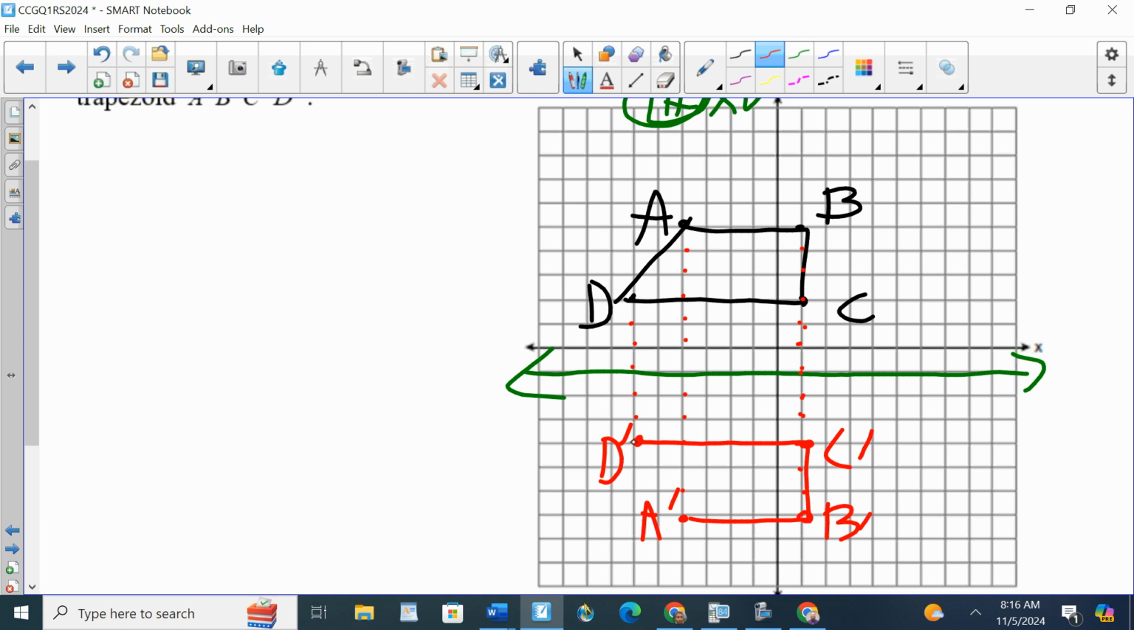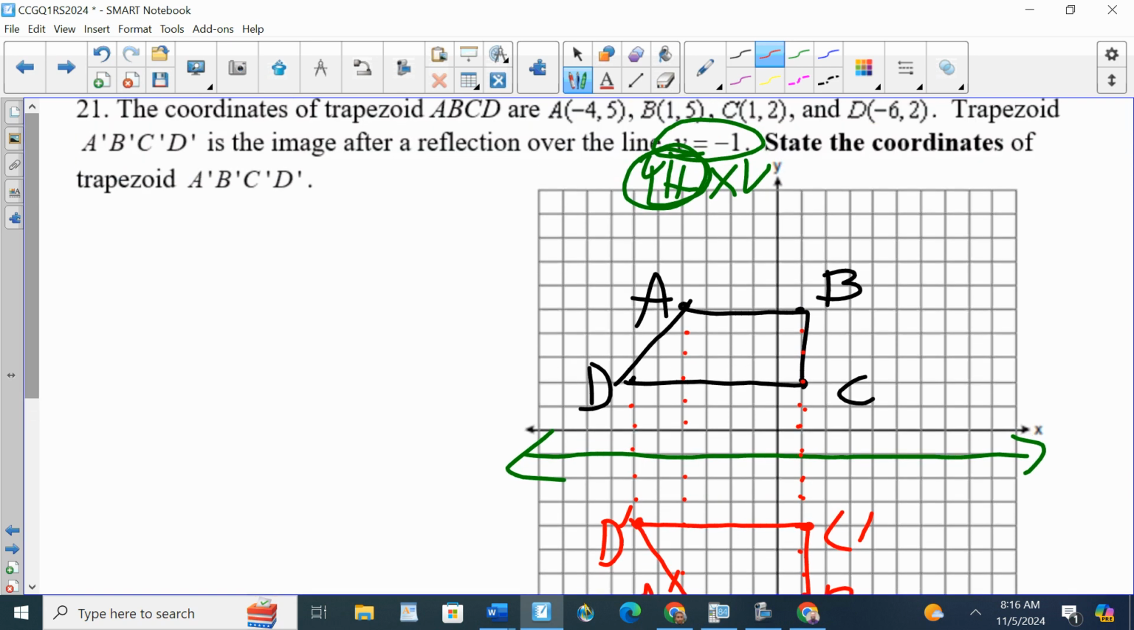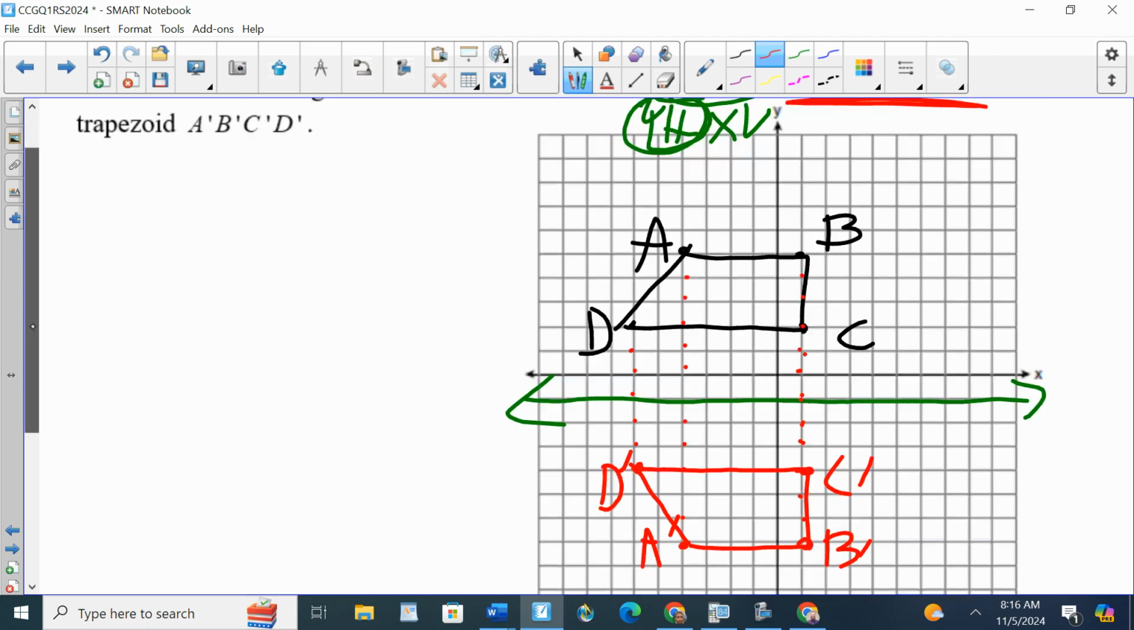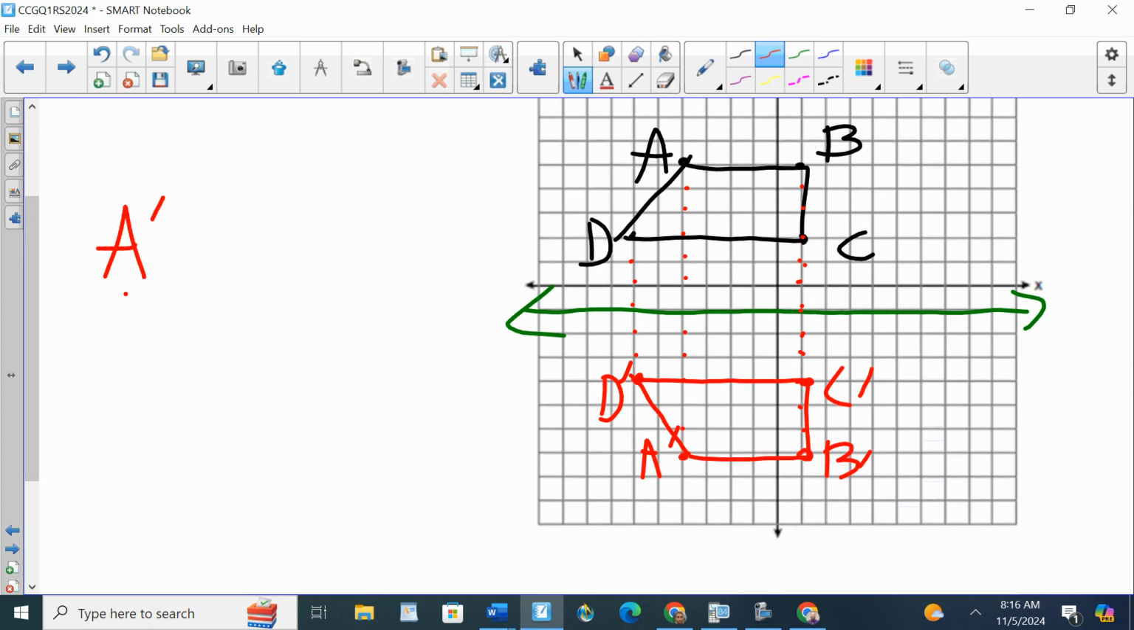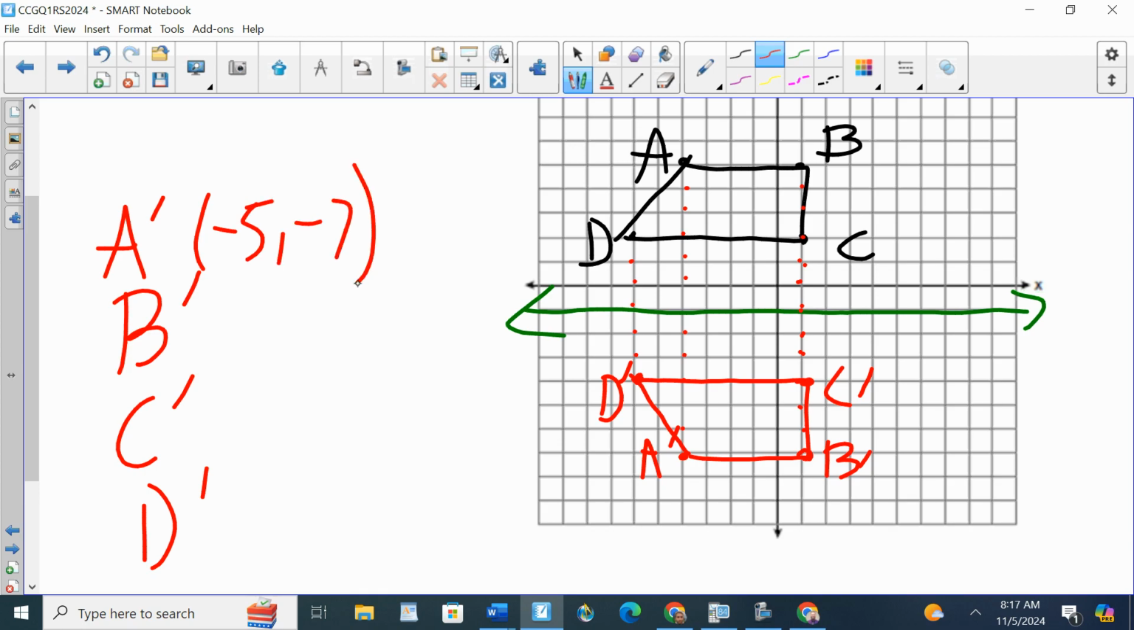Connect them. It's asking for the coordinates. I even bolded it for you there. State the coordinates. So now that I have them, I'm going to state them. A prime, B prime, C prime, D prime. A prime looks like -5, -7. B prime looks like 1, -7. C prime is 1, -4. And D prime is -6, -4.